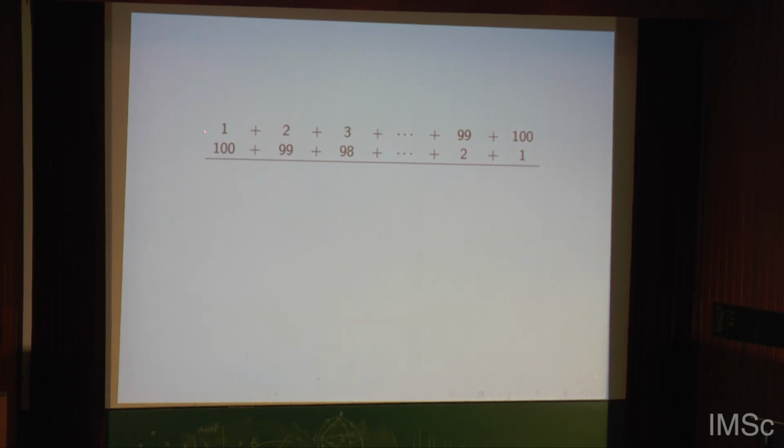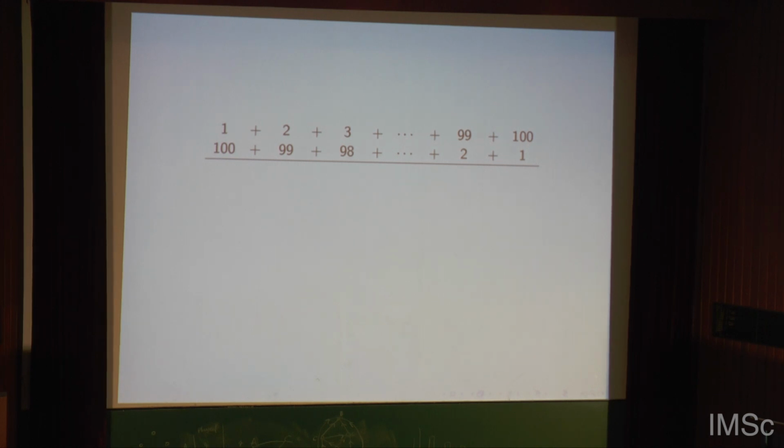So instead of adding the first row and then adding the second row, I'll start adding the columns. And what do you see here? 1 plus 100 is 101. 2 plus 99, that's again 101. That's again 101. So it's always 101. And how many are there?